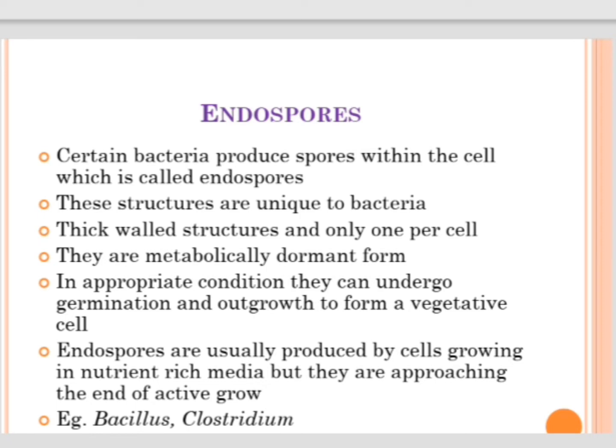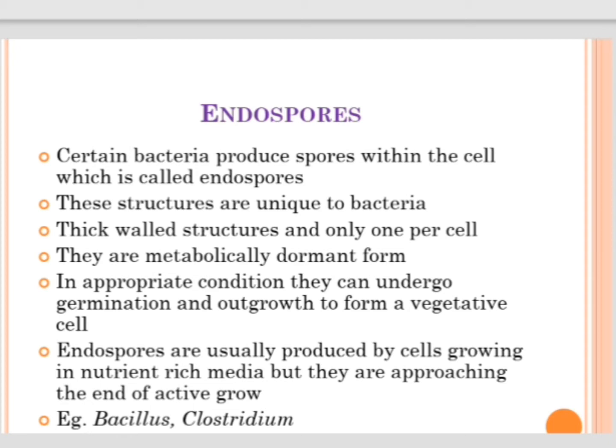Next is spores. We know bacteria produce both exospores and endospores. Endospores are spores that are produced by bacteria within their cell, and these structures are unique to bacteria. Endospores are thick-walled structures, usually only one endospore per bacterial cell, and they are metabolically inactive. When favorable conditions come, this inactive or dormant endospore becomes active, germinates, and forms a new bacterial cell.